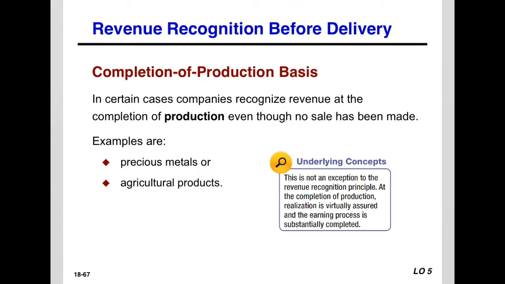In certain companies, at completion of production, even if they don't have a sale with a seller, they recognize the revenue because, I guess the way to describe it, the product is for sure going to yield a profit. You don't need to have a seller to know that you already have realized income because you've completed the production. Precious metals is, I guess, a good example of that.